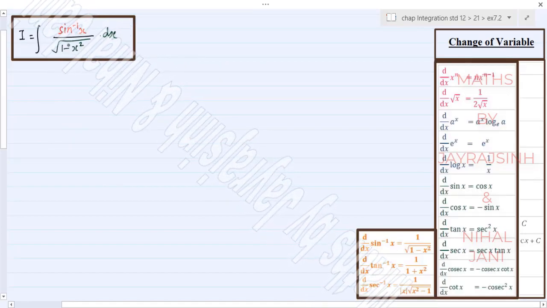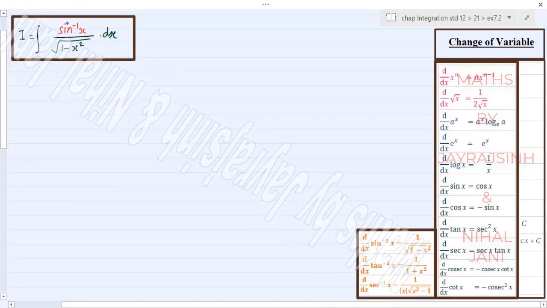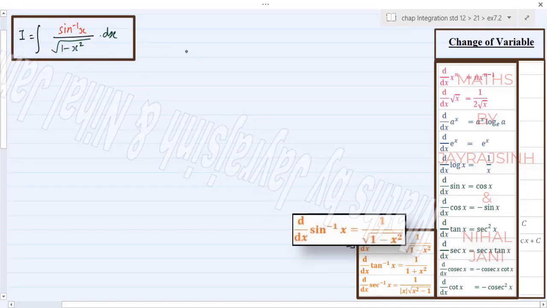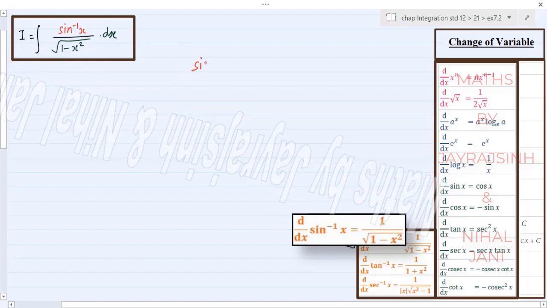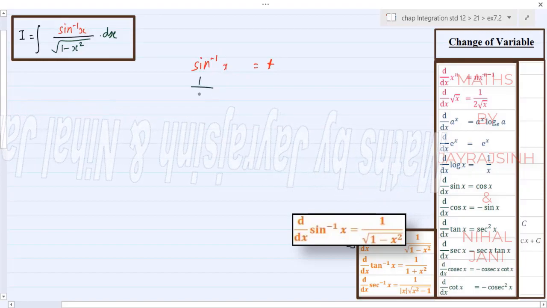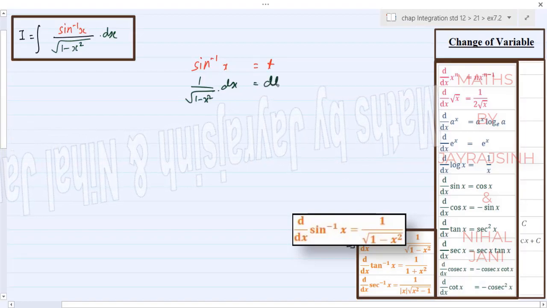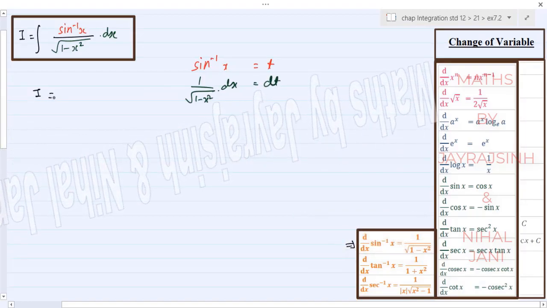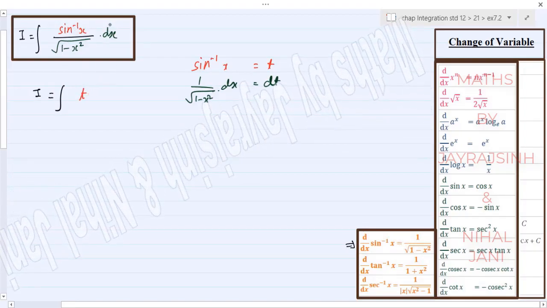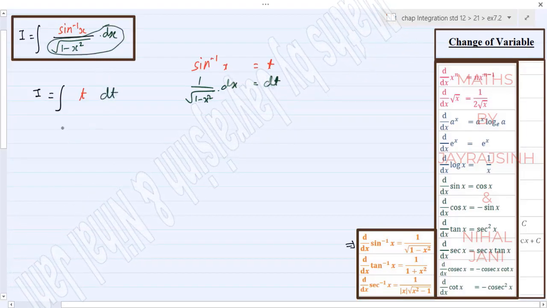Here we have to integrate sine inverse x upon under root of 1 minus x square. Here, differentiation of sine inverse x is available within the multiplication of dx. So, let's assume sine inverse x is equal to t. Differentiation of sine inverse x will be 1 upon under root of 1 minus x square dot dx will give us dt. So, we just have to modify the integration. Instead of sine inverse x, we will write down t, and this 1 upon under root of 1 minus x square dot dx will become your dt.